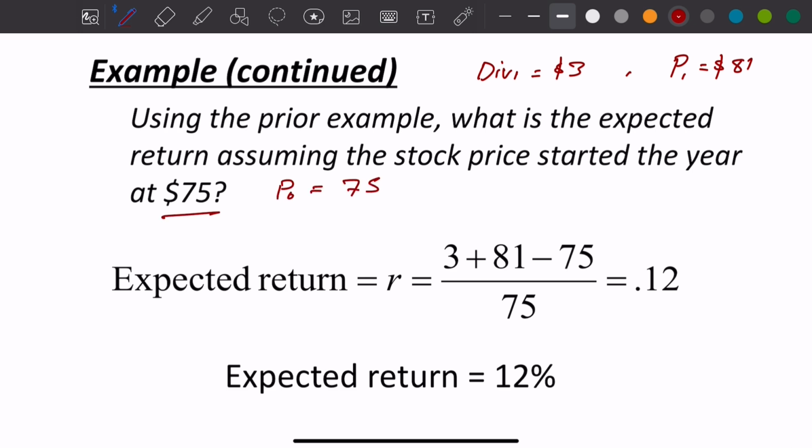Now substituting in the formula, R would be $3, which is the dividend, plus P1, $81, minus P0, which is $75, all divided by P0 again, which is $75. And that gives us 0.12, which, as I said, should be expressed as a percentage, so that's 12%.